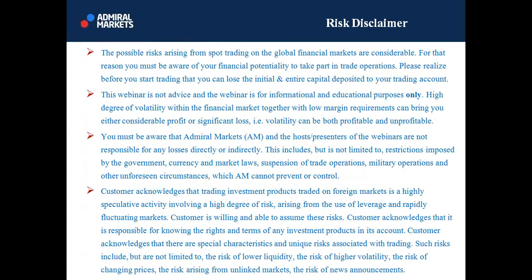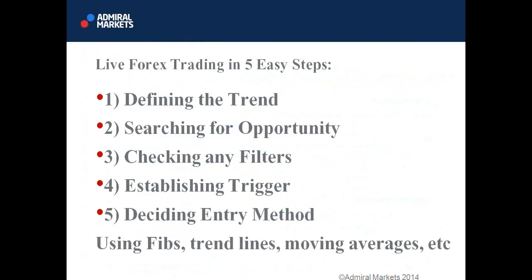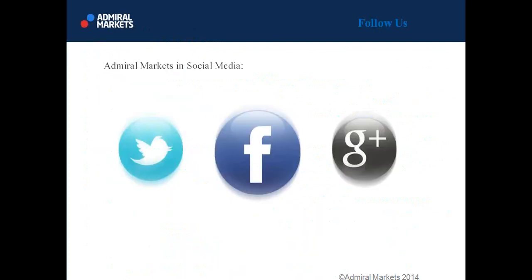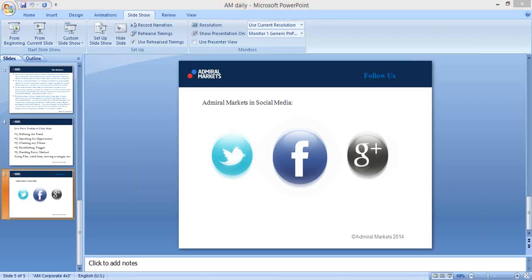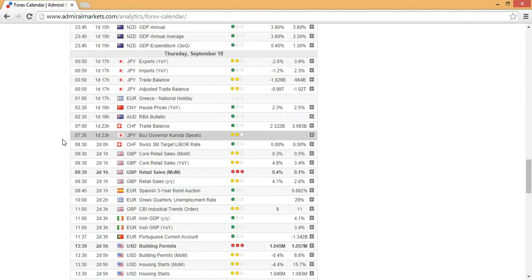Alrighty, thank you for your attention. So we're going to take a look at the Camarilla pivot point indicator today as the main focus, but we'll be using other tools as well, like moving averages in conjunction with that, and sometimes trend lines, maybe even a fib occasionally, to determine and define the trend, to search for opportunities, to check if there are any filters, to establish the trigger, and decide if there's any entry method that I find interesting for myself. With regard to animal markets, take a look at the social media where you can get useful info. And last but not least, the calendar.